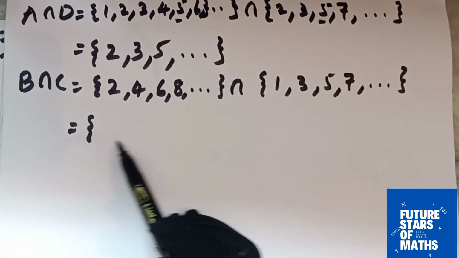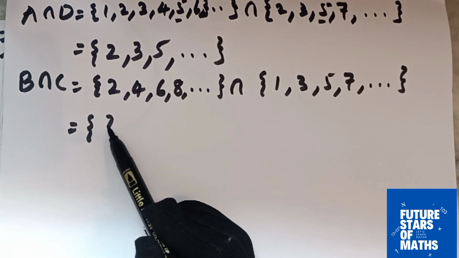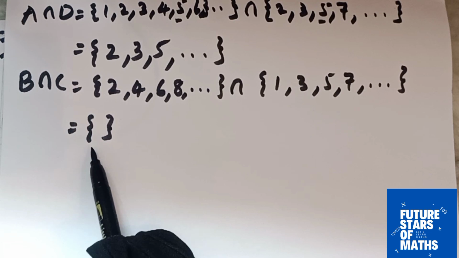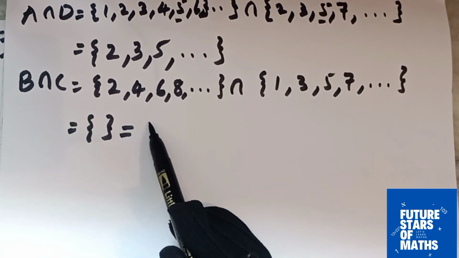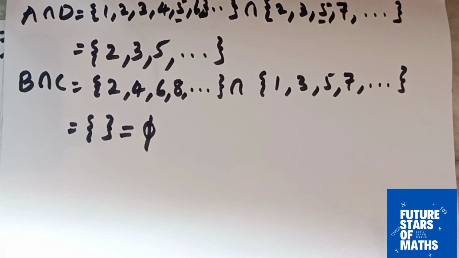Okay. So what are the elements in the answer? We don't get anything. That is, we will close the bracket here. This means it is a null set. So it is represented by this symbol. Okay, it is called phi.